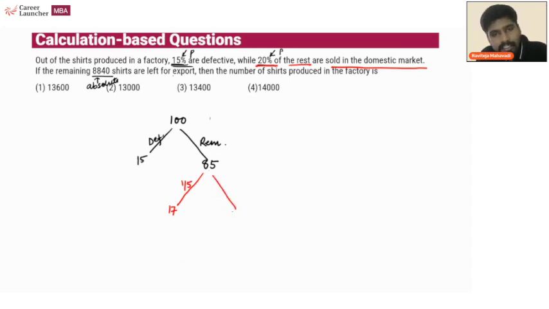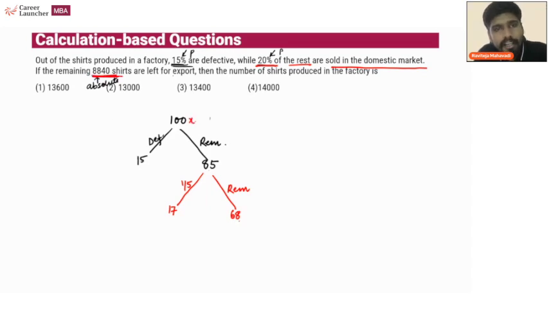That means how many more are remaining? 68 are remaining after the second operation also. Now this 68 corresponds to this 8840.